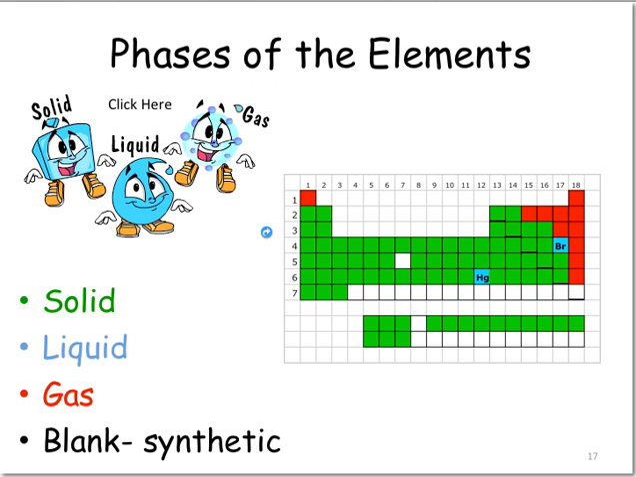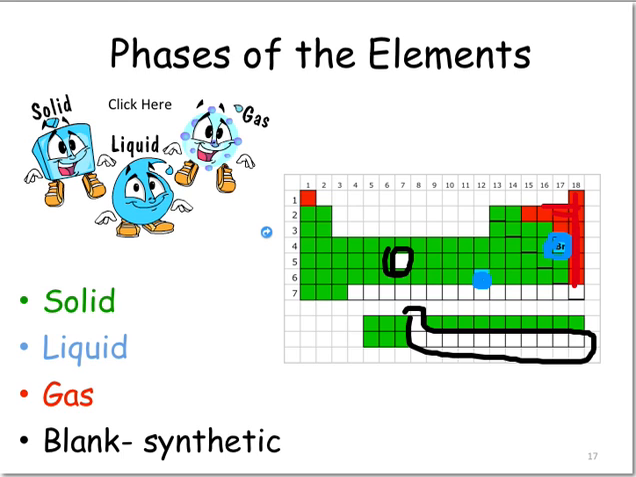The phases or states of the elements: we have solid, liquid, and gas, as well as some synthetics in there. The ones to point out are bromine over here and mercury. We also have our man-made elements, so these clear blocks, technetium, and then some guys over here. Those are man-made.